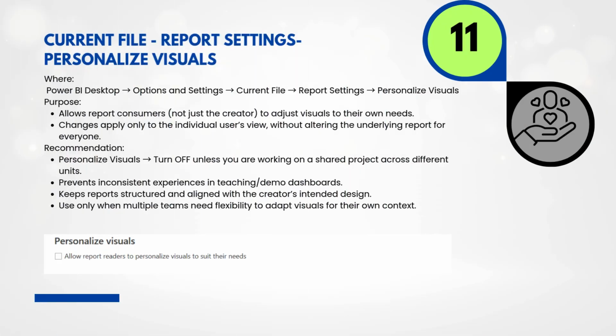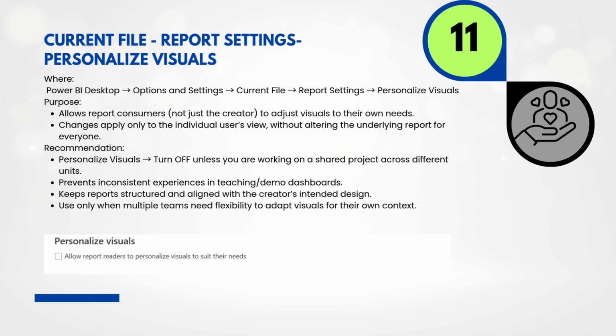Report settings: personalized visuals. Power BI reports are usually designed by the creator with visuals carefully chosen to tell a story. But sometimes, the people consuming the report want to adjust those visuals to fit their own needs. That's where the personalized visuals feature comes in. You will find this option under Options and Settings, Current File, Report Settings, Personalized Visuals. It looks simple, but it can completely change how your audience interacts with your report. Personalized visuals let report consumers, not just the creator, adjust visuals to their own preferences.